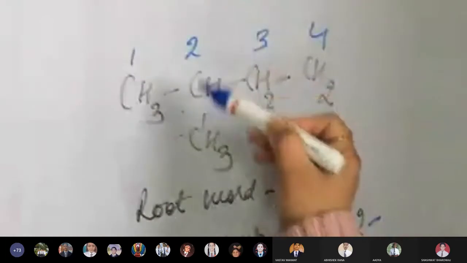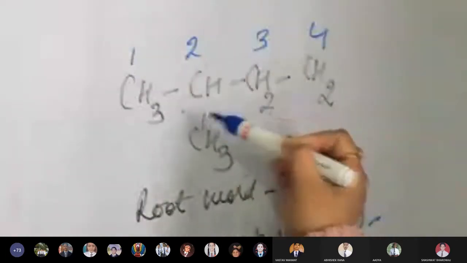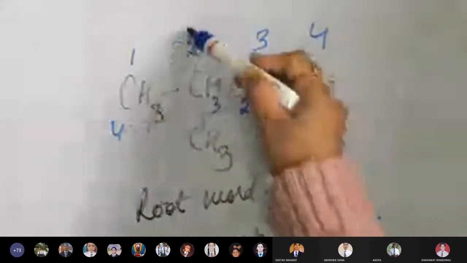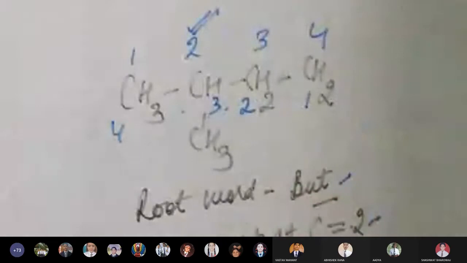I'll just show you how it is. One numbering is this: 1, 2, 3, and 4. So here the extra group is present at carbon number 2. If I do it the opposite way, then 1, 2, 3, and 4, the extra group is present at carbon number 3. So I have to give preference to this.